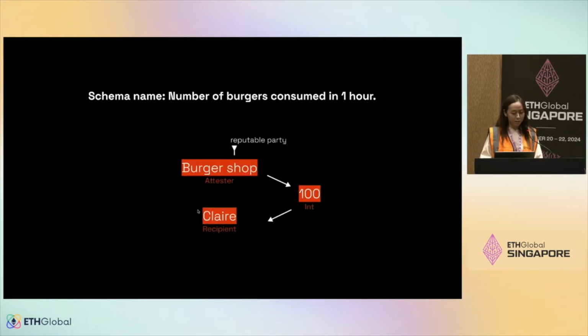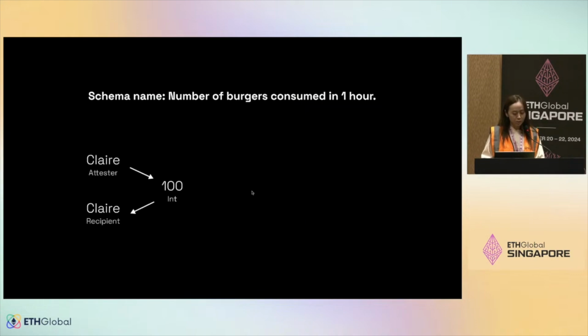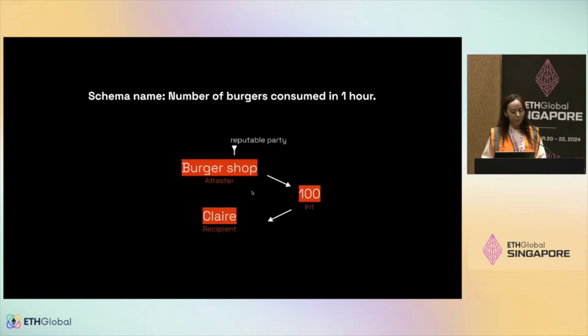But let's say a burger shop says, okay, Claire indeed can have 100 burgers in an hour. Then that attester will be the reputable party who has the authority, maybe in the burger world, that people would believe about how much burger Claire can consume. Comparing the burger shop to myself, you would probably believe the burger shop more because that seems like a third-party authority. But maybe I am the cousin of the burger shop owner and I just want to win some sort of contest, so maybe that attestation doesn't mean anything either.